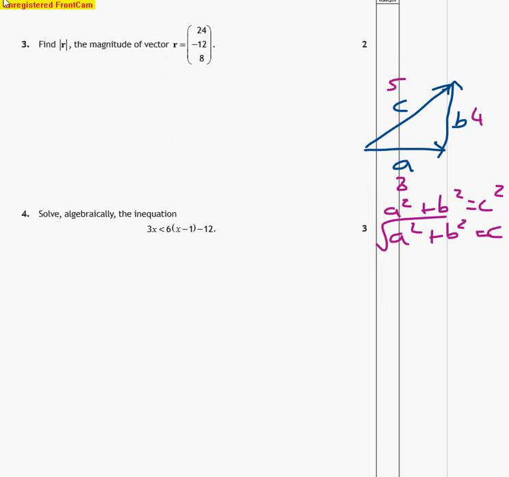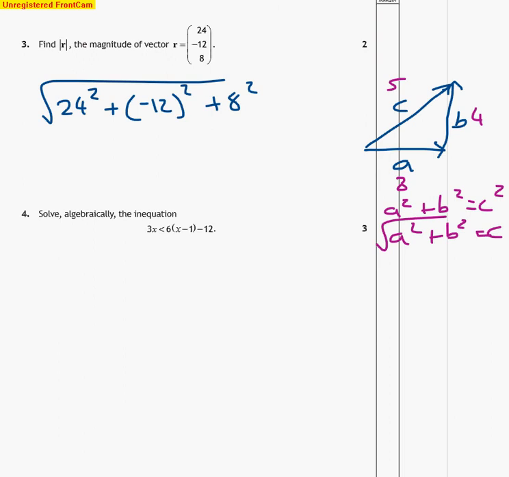Now, just because it's in 3 dimensions doesn't make any difference. Okay, it's still the exact same equation. So what we're going to do is square each of these numbers. So 24 squared plus minus 12 squared plus 8 squared, and square root. Okay, so when you think of the magnitude, try and remember that. Try and think, oh yeah, it's basically the same as Pythagoras, isn't it? I'm just looking for effectively this length. Okay, so stick that in your calculators.